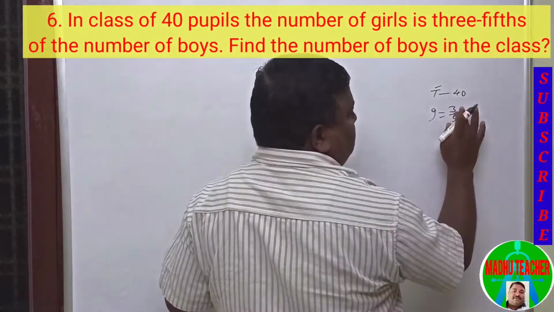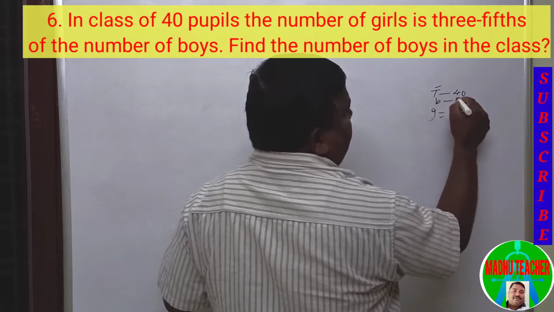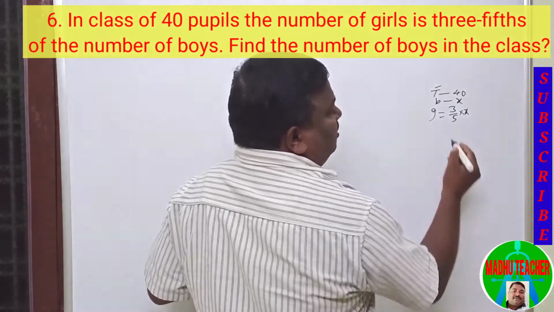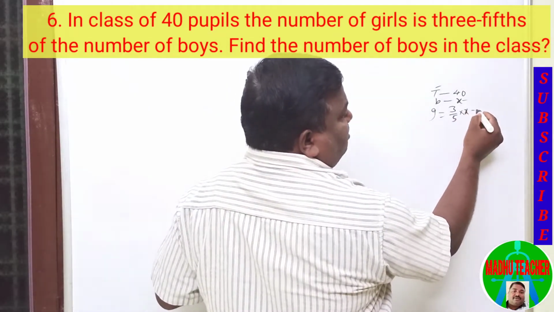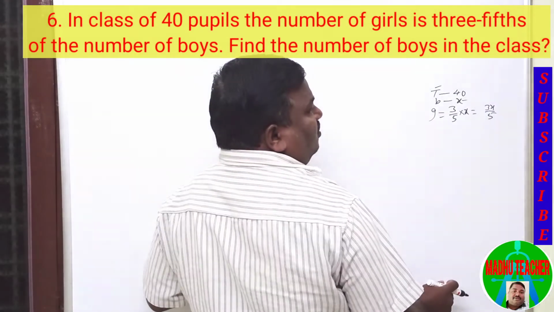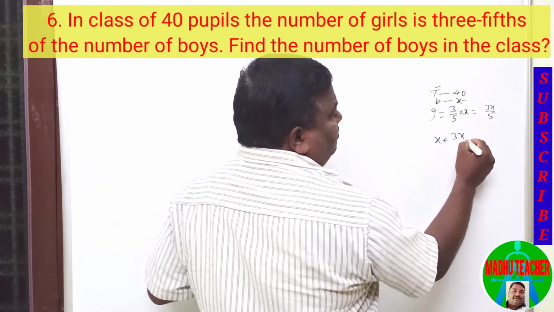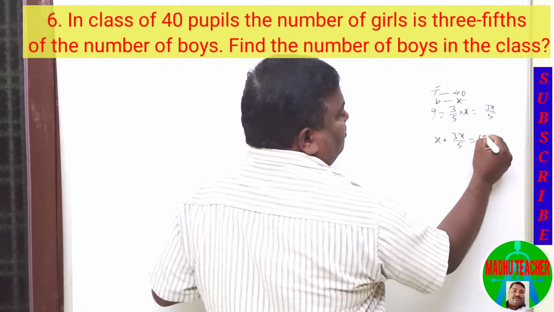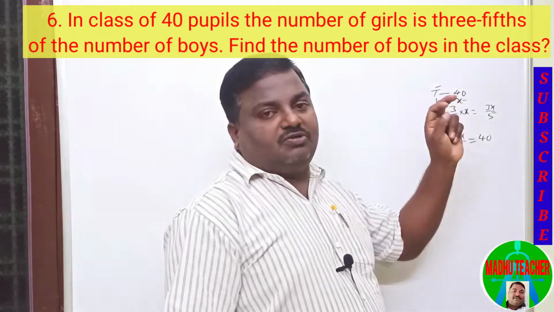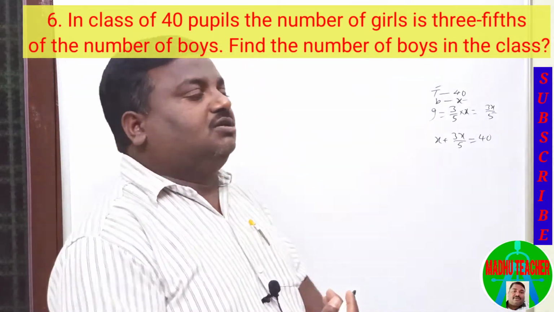We don't know the number of boys also. Therefore, let the number of boys be x. Then the number of girls equals 3/5 of the number of boys. So that is 3/5 into x, that equals 3x/5. How can we get the total? By adding the number of boys and girls, which is equal to the total 40 students. It is the equation. By solving this equation, we can get the number of boys and number of girls.